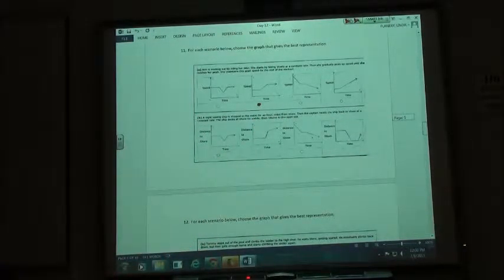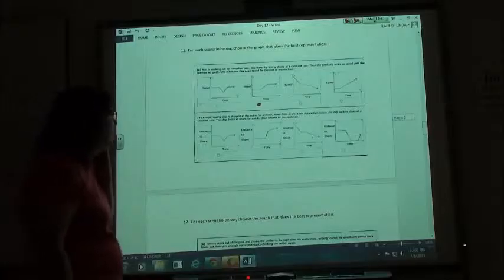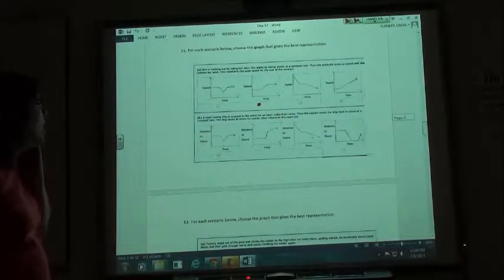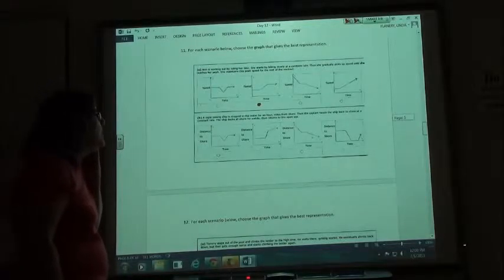Part B, a sightseeing ship is stopped in the water for an hour, miles from shore. The captain heads the ship back to shore at a constant rate. The ship docks at the shore for a while, then returns to the open sea.